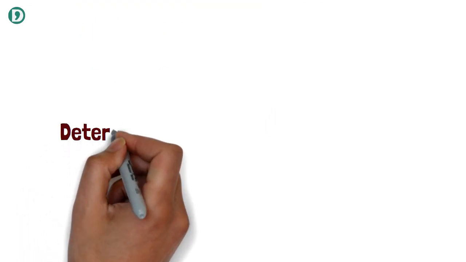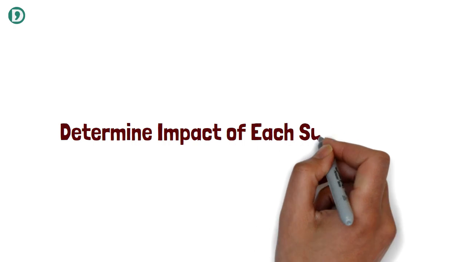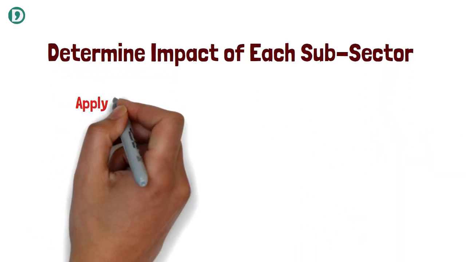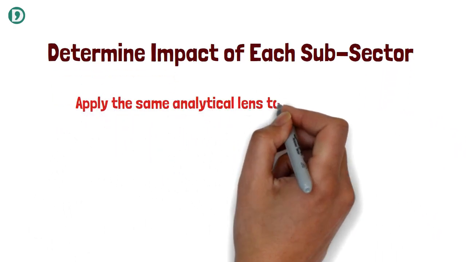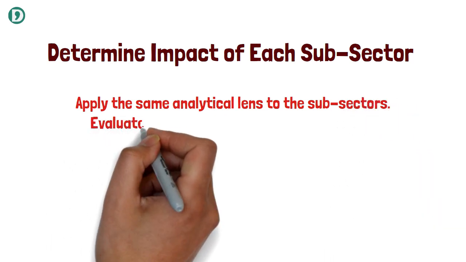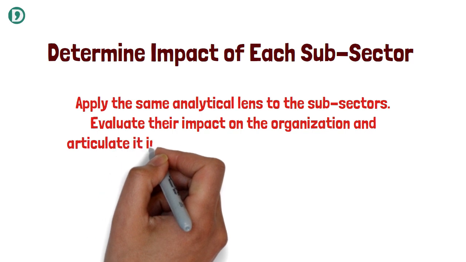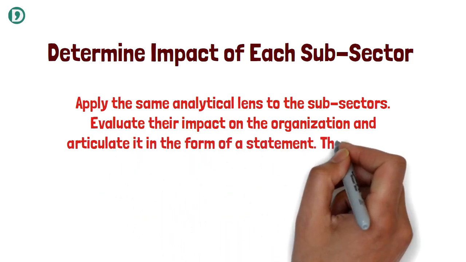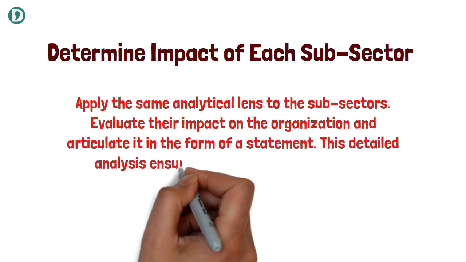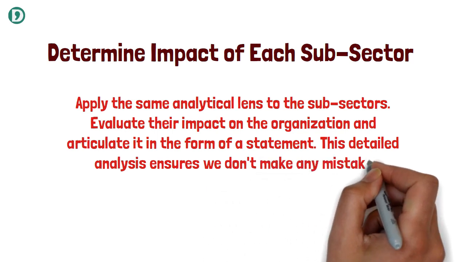Next step is to determine the impact of each sub-sector. Apply the same analytical lens to the sub-sectors, evaluate their impact on the organization, and articulate it in the form of a statement. This detailed analysis ensures that we don't make any mistakes while analyzing the ETOP.